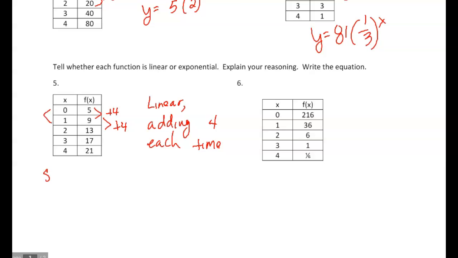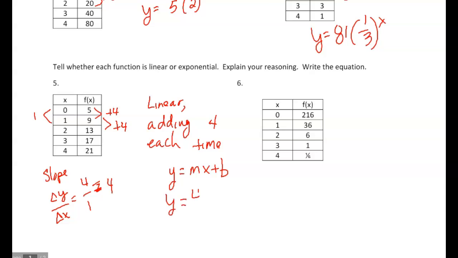So to figure out our slope, we do our change in y over our change in x. So we're going up by 4 here, we're going up by 1 here, so it's just 4 over 1, which equals 4. So remember, we have to do y equals mx plus b. So y equals 4x plus my original amount, again, my y-intercept of 5.